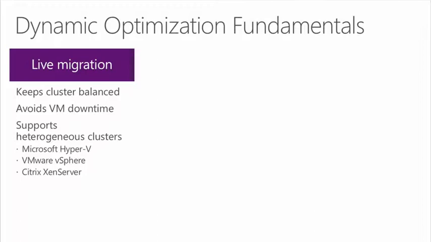And I can do this on either a Hyper-V cluster, a VMware cluster, or a Citrix Xen server cluster. In other words, I don't have to only be able to do this with Hyper-V. I can use dynamic optimization across all these different types of clusters. The other thing is that it's going to look at all the different resources that I have.